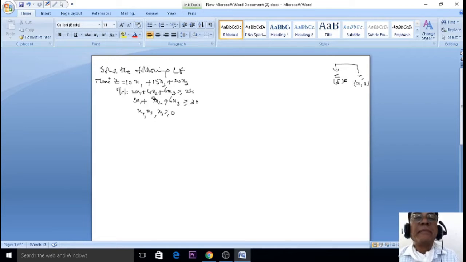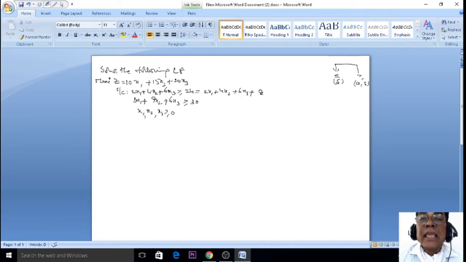Or big M method. And come to this point. So how to convert? This is 2x1 plus 4x2 plus 6x3, greater than or equal to, so convert the inequality into an equation: minus S1 plus A1 equal to 24.